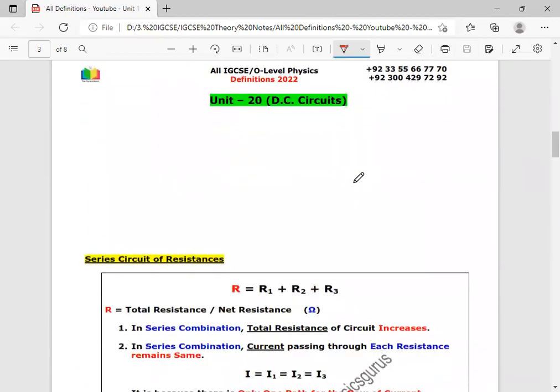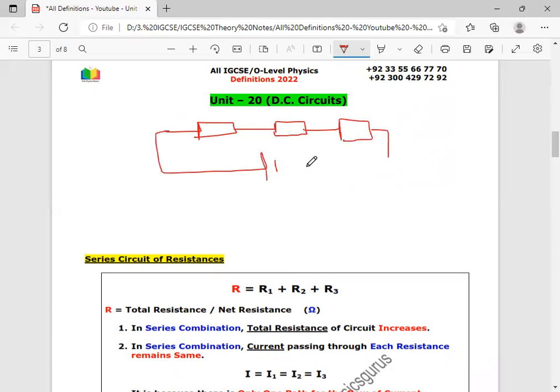Then DC circuits. There are two types of circuits in the syllabus, that is, series circuit of resistances and parallel circuit of resistances. In series circuit, we can combine the resistors like this, positive and negative. How many resistors are there? 3, R1, R2, R3. Now in series circuit, current passing through each resistance remains the same. What is the reason? There is only one path for the flow of current.